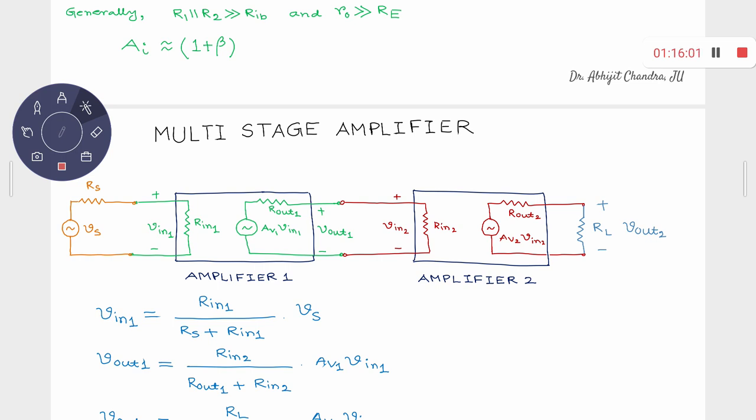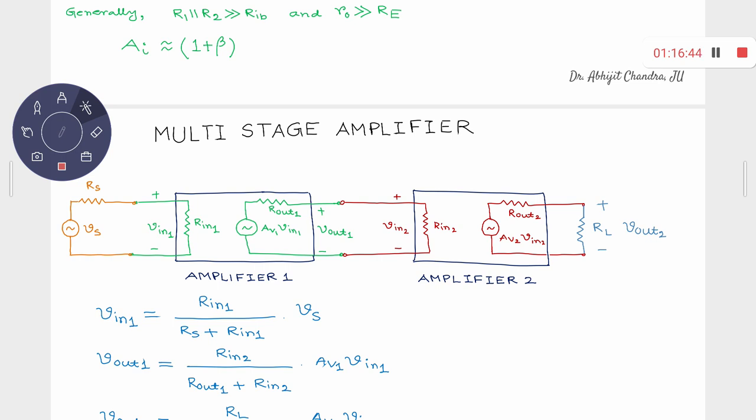So Rin1 by Rs plus Rin1, that one, fine. Then what about this Vout1? AV1 times Vin1 is a part of the amplifier 1 itself. I am not going into the details of that. I talked a lot regarding the calculation of the voltage gain, so many calculations, different configurations with different biasing. Once you get this, Vin1, that is your output. AV1 times Vin1 is your open circuit output voltage. If you just connect the two probes of your multimeter and measure the voltage, that is AV1 times Vin1, if there is no current, that is the open circuit voltage.